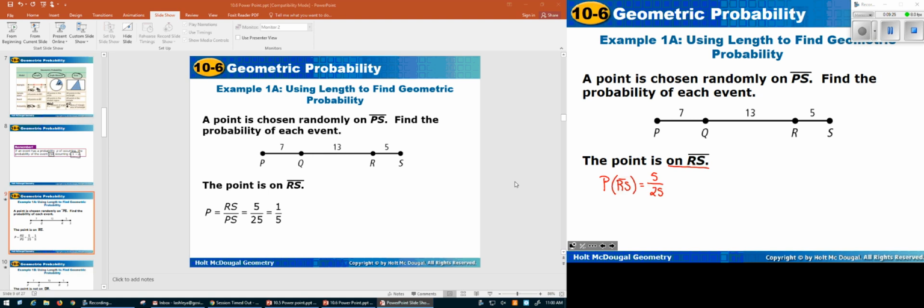I won't count off either way. It's fine. In this case, you'll simplify that. Do not leave it as 5 over 25, and your answer will be 1/5.